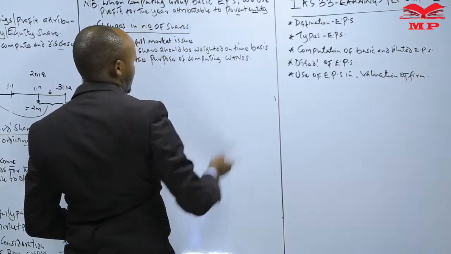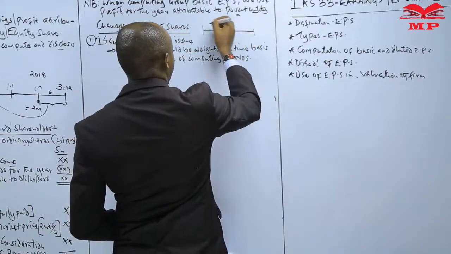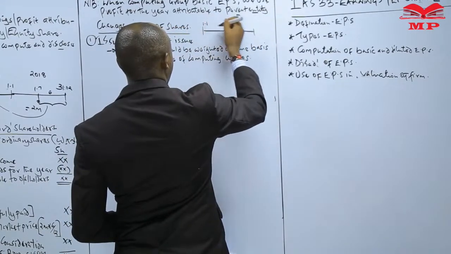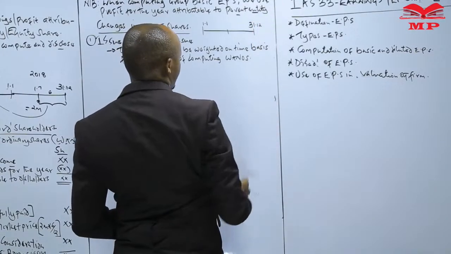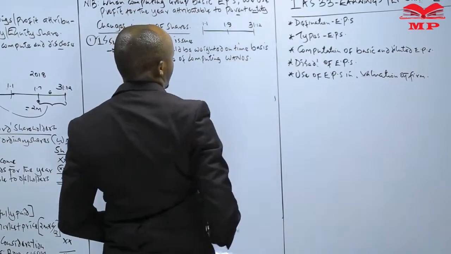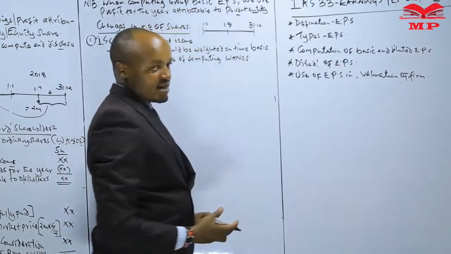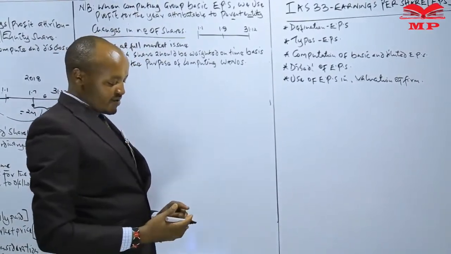That means that if we are given a case whereby we are told that the financial year of the company starts on 1st of January and ends on 31st of December, and maybe you are told that on 1st of September during that year, that is 3 months to the end of the year, because we have September, October, November, December.